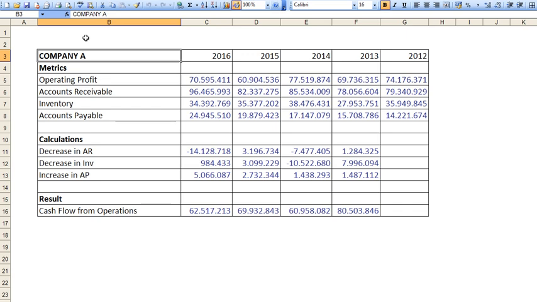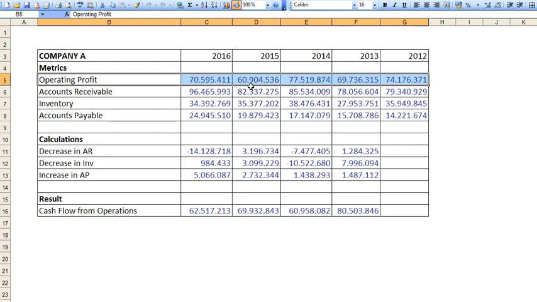So the first metric we have is the operating profit, and as you can see, this company has operating profit all over the place, going up and down throughout these 5 years. And operating profit is basically gross profit after SG&A, selling, general and administrative expenses, marketing expenses, and R&D expenses. So it's basically the profit that is strictly related to the company's operations.